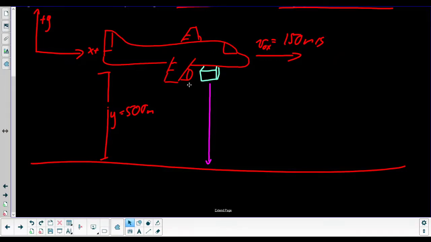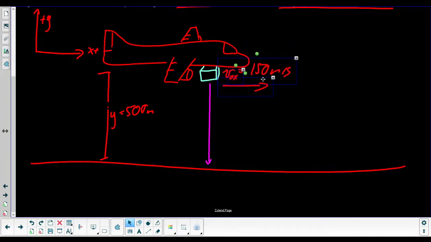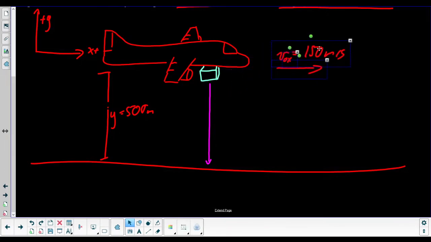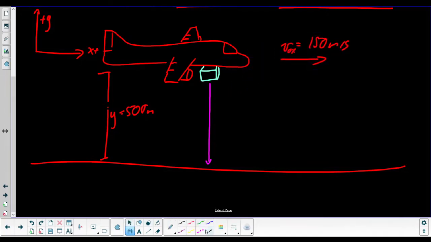So our box here has an initial x velocity. The box is moving at 150 meters per second in the x direction. So when our box is released from our plane, it's going to continue to move in the x direction, but then it's going to start to fall. So it's going to fall like that probably, right? So it'll keep moving forward. It won't just land directly wherever it's released. It's going to fall and travel some horizontal distance.